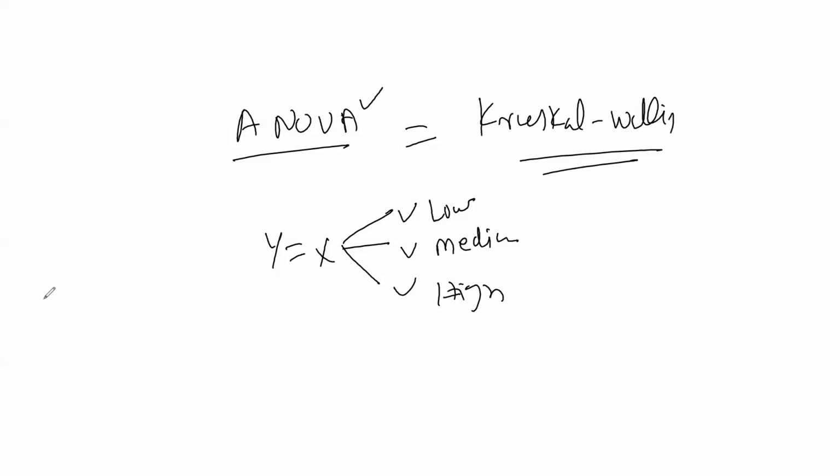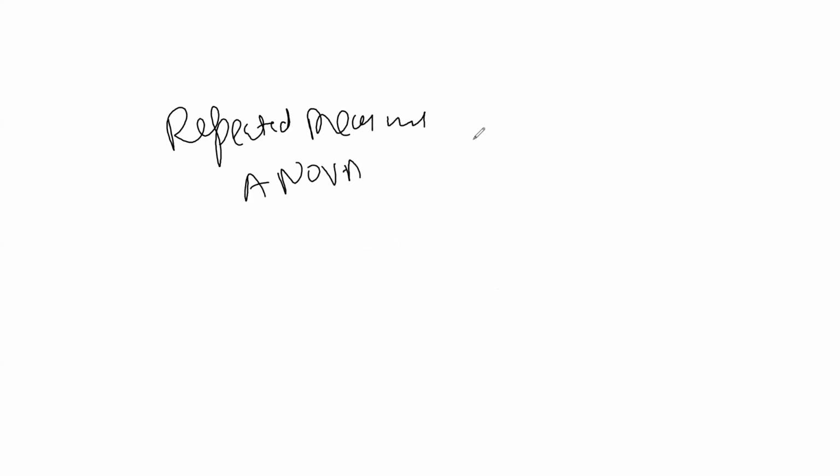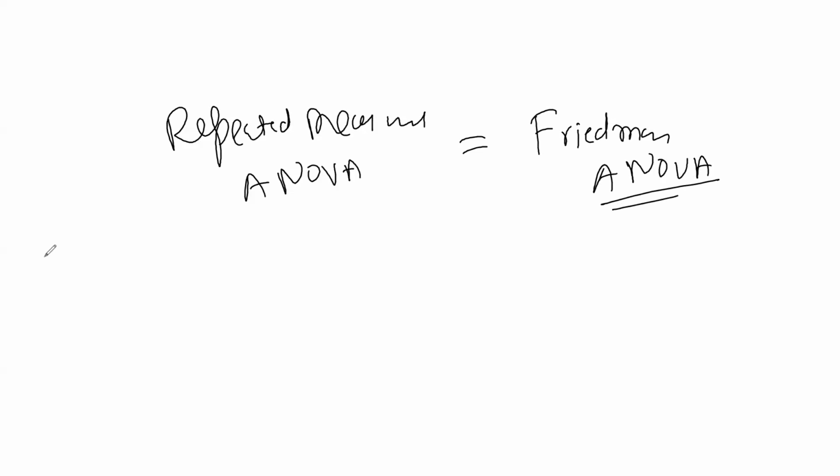And the fourth test, repeated measures ANOVA. In case the assumptions of the repeated measures ANOVA are not fulfilled, then we use the Friedman ANOVA. So today I will discuss the 5 tests.